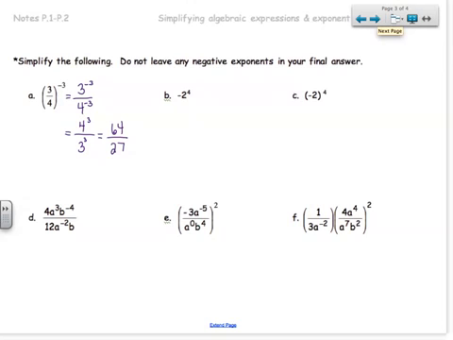In letter B, if you look at B and C, this is where the order of operations comes into play. And I actually have a story to tell about this. When I was interviewing for my job here at State College, they asked me letter B and letter C as one of my questions to see how well I knew my mathematics.